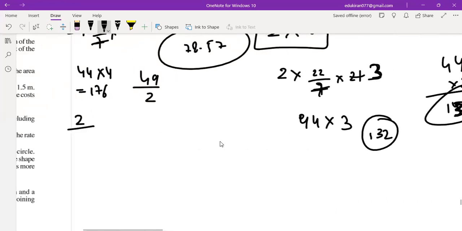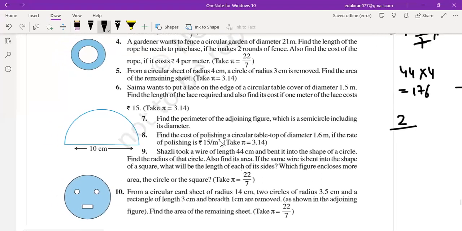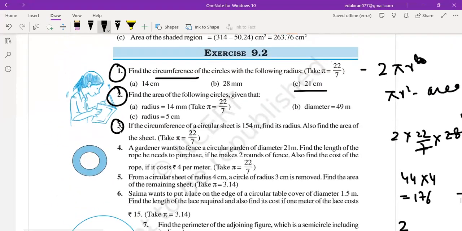Everybody? Okay. So now you people will be doing the third one and fourth one together. Then we will discuss.